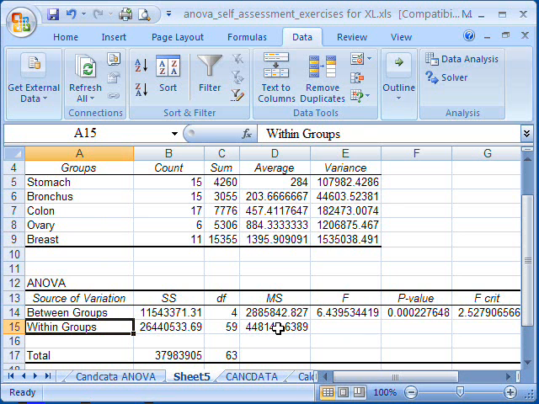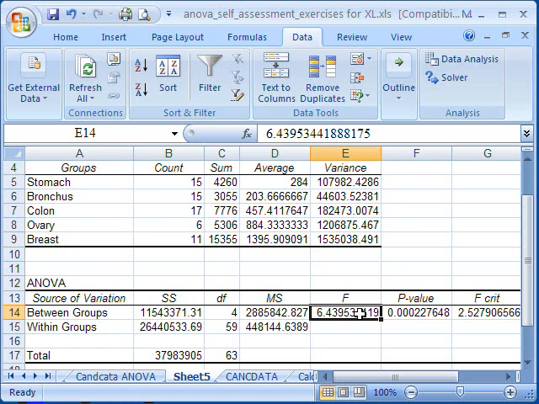F is the variance ratio, so it's how many times bigger is the variability in your data due to the fact that the different cancers have different survival times, divided by the variability in your data, which is due to the variability within each of the cancer types. Gives you a variance ratio, or F.